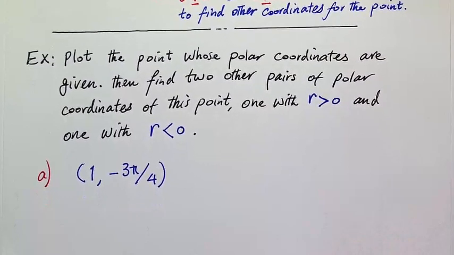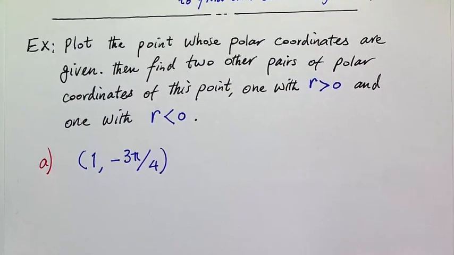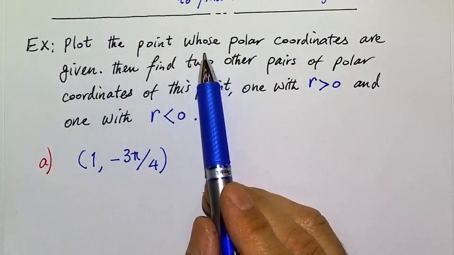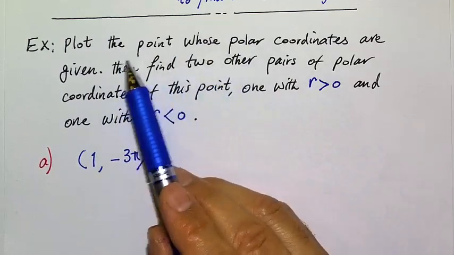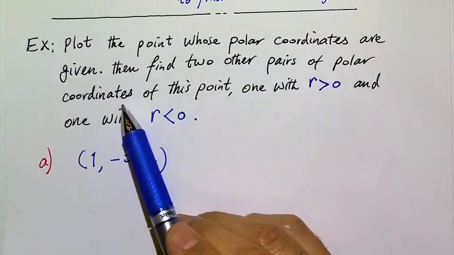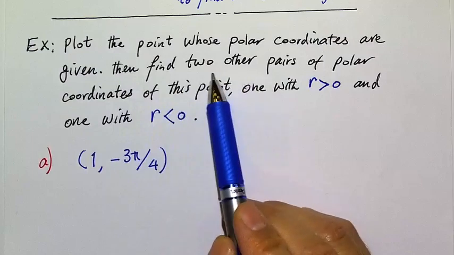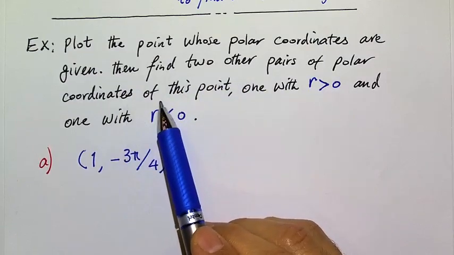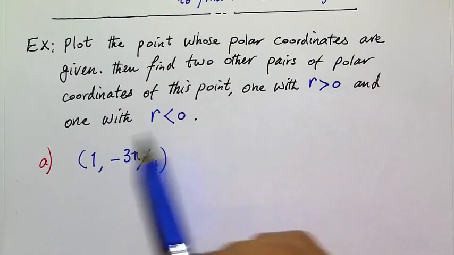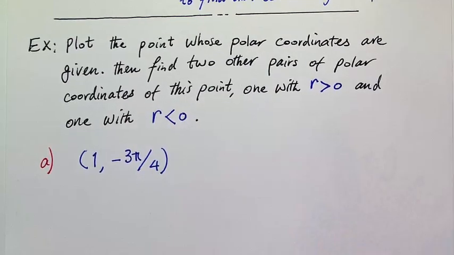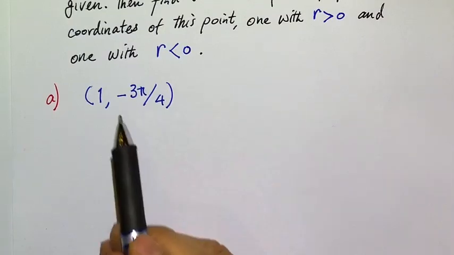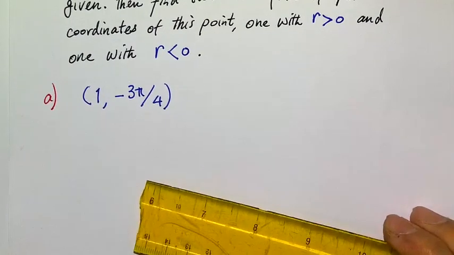So here's our first example. We are asked to plot the point, which is good because even if they didn't ask this, we should do it anyway. Plot the point whose polar coordinates are given, then find two other pairs of polar coordinates of this point. For the same point, we want to find two other pairs of polar coordinates. One with r value positive, and one with r value negative. Okay? So we're going to do that with this polar coordinate point.